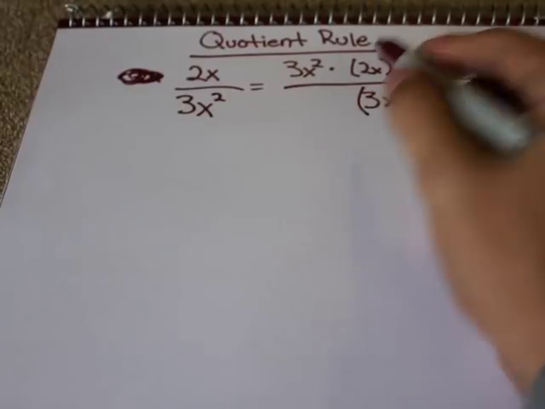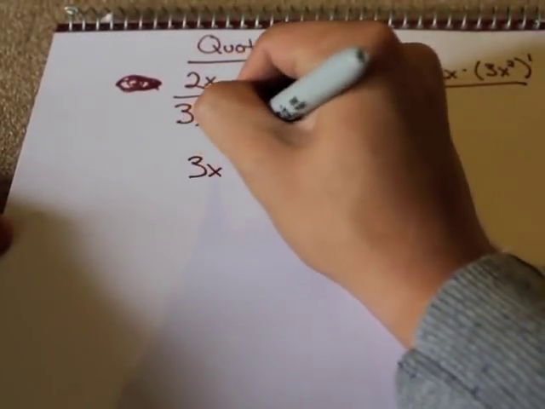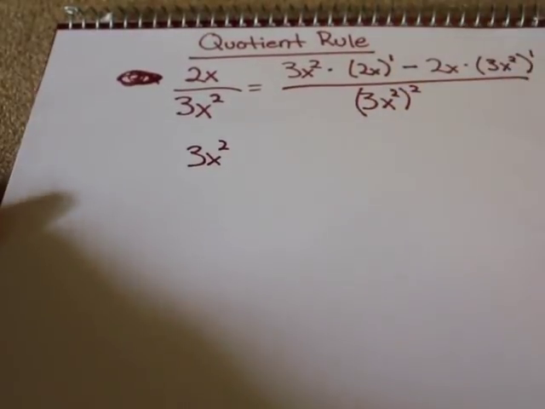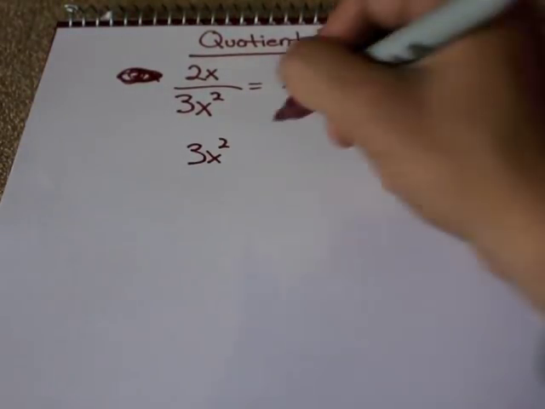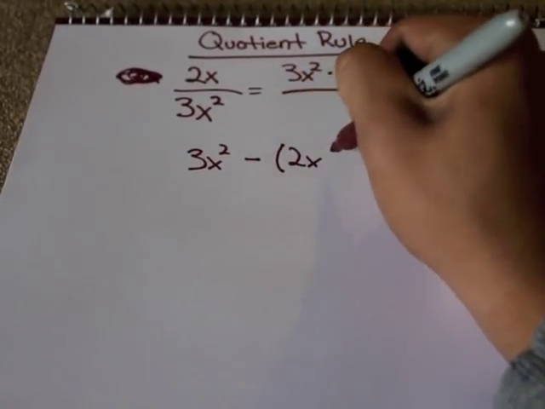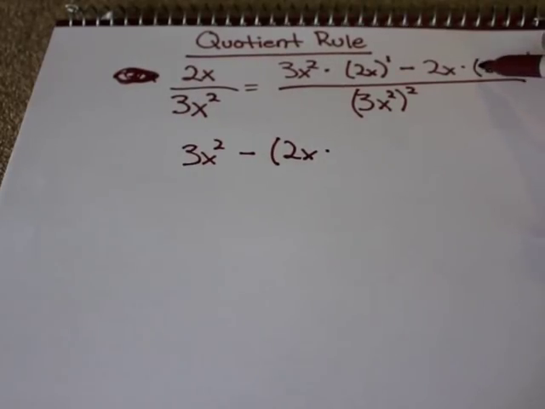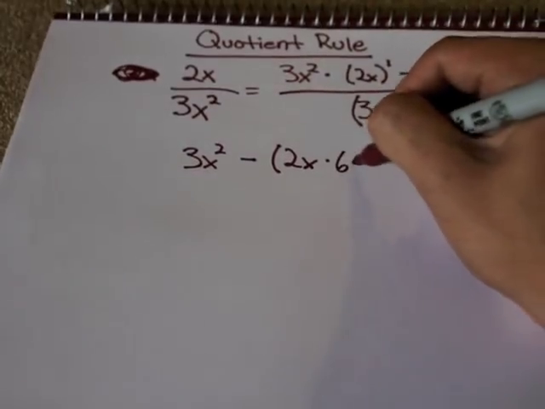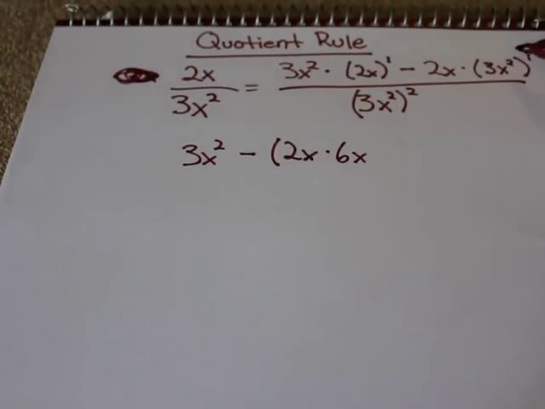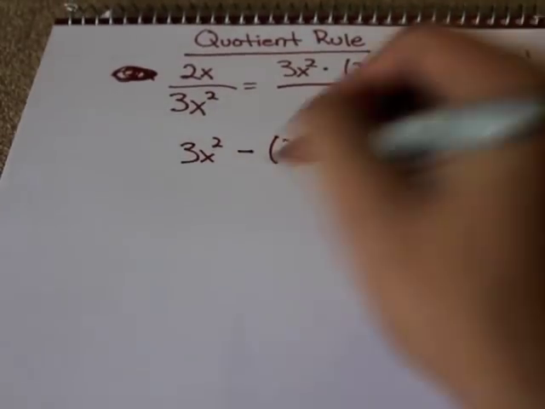3x squared times the derivative of 2x becomes just 3x squared, because this cancels out with the power rule. And then you will subtract that from 2x times, and then we'll use the power rule to find the derivative of this. So if you have 3x squared, you'll bring 2 down to the 3 and multiply it, so you'll get 6x. And then you'll always have to subtract 1 from the exponent, so 2 minus 1 would equal 1, so it would just be 6x to the 1, which equals 6x.